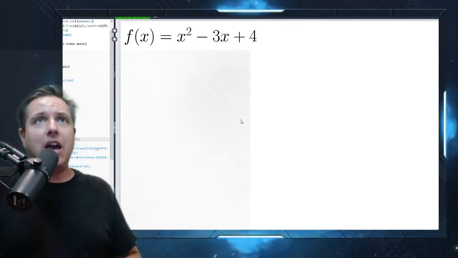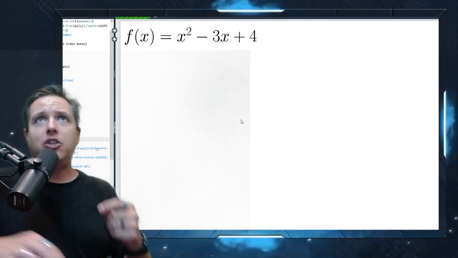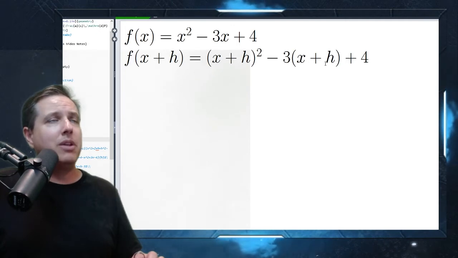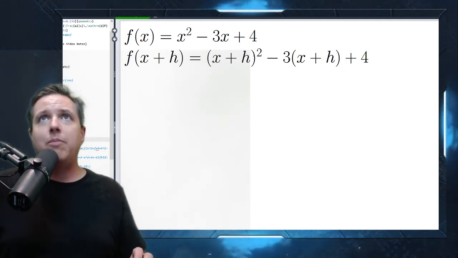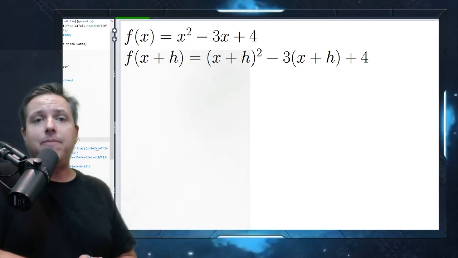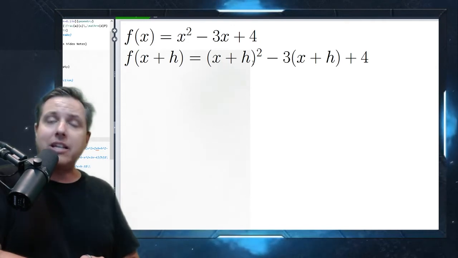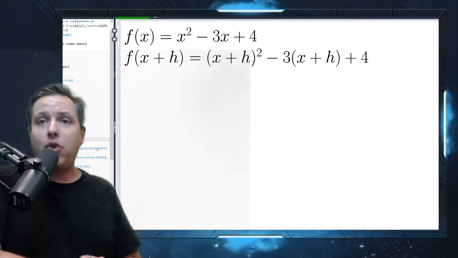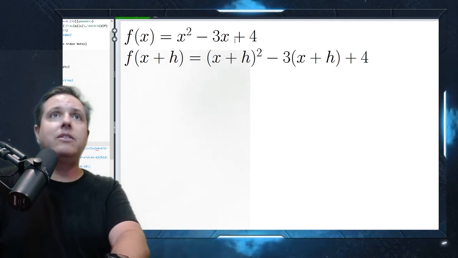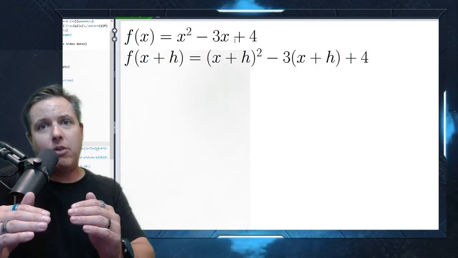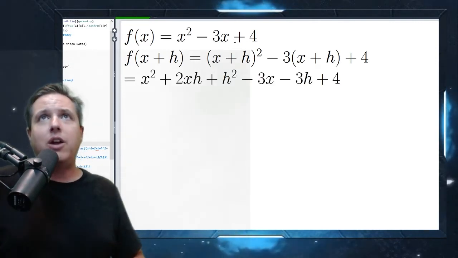So we take f of x plus h. f of x plus h means that we're going to take our original function, and wherever there's an x, we're going to substitute in an x plus h. So that becomes x plus h squared minus 3 times x plus h plus 4. Now, remember when we square x plus h, that does not become x squared plus h squared, right? You have to FOIL it out. It's x plus h times x plus h. You FOIL it out, and what you're going to get is x squared plus 2xh. That's your outer and inner term of your FOIL. And then plus h squared, which would be the L part.